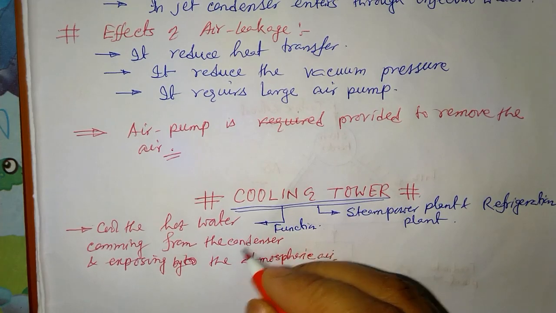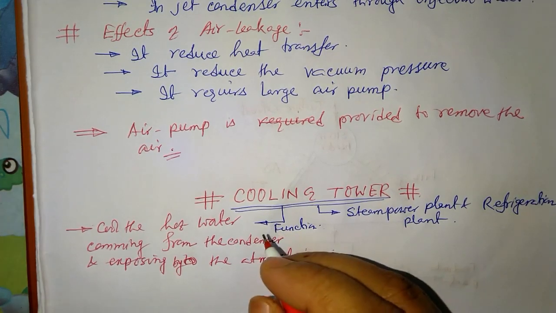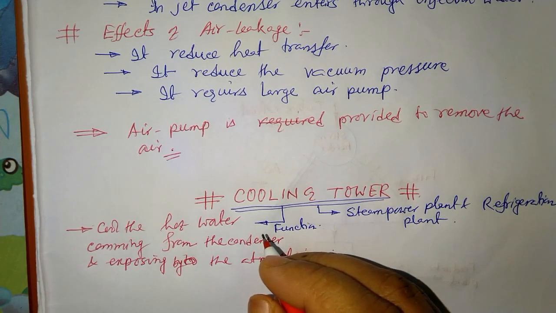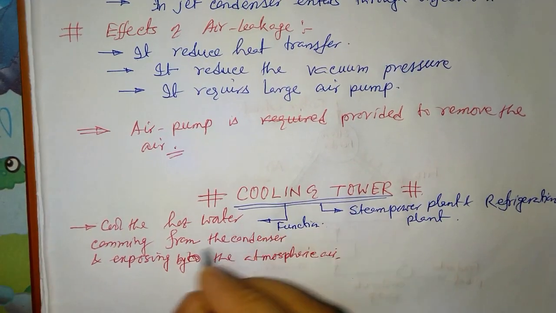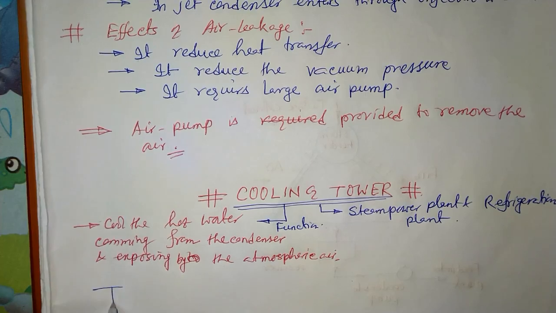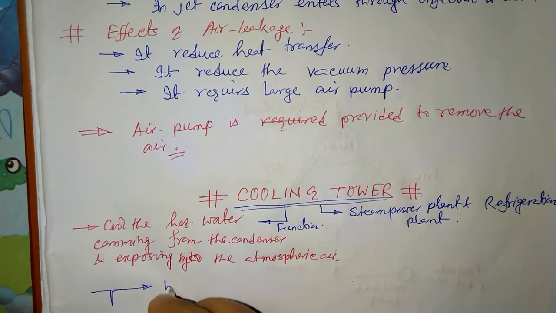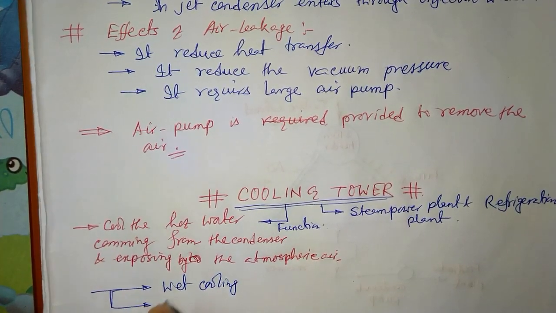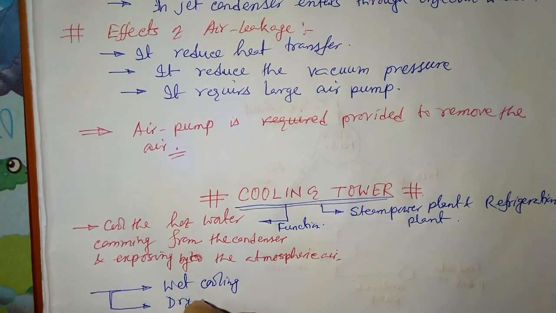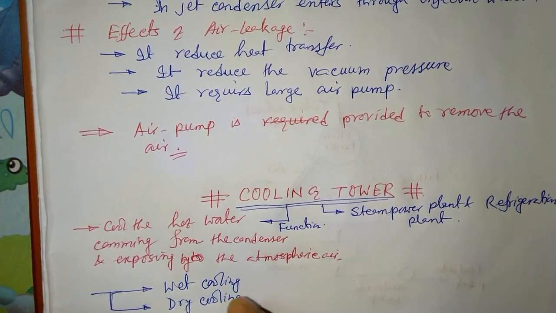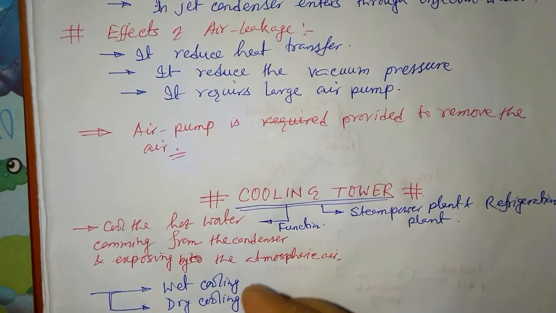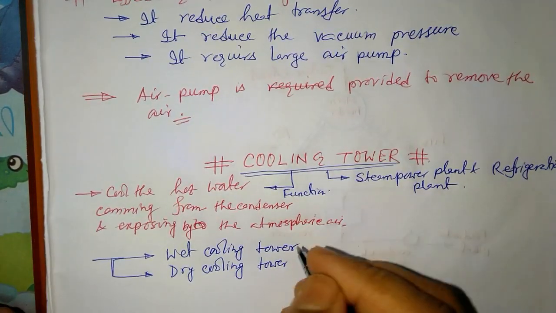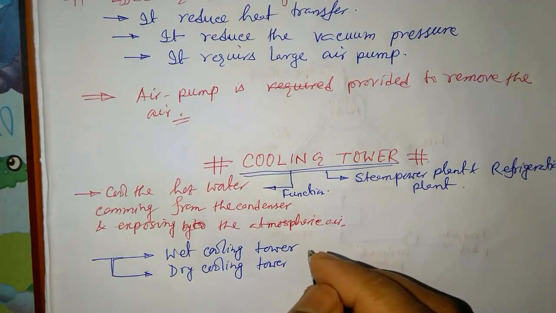Okay, so basically you can see that a cooling tower is used where a small quantity of water is available to cool the condensate. Okay, so there are generally two kinds of cooling tower available. One is known as the wet cooling tower, and the other is the dry cooling tower. So these two kinds of cooling tower are available in the broad sense.